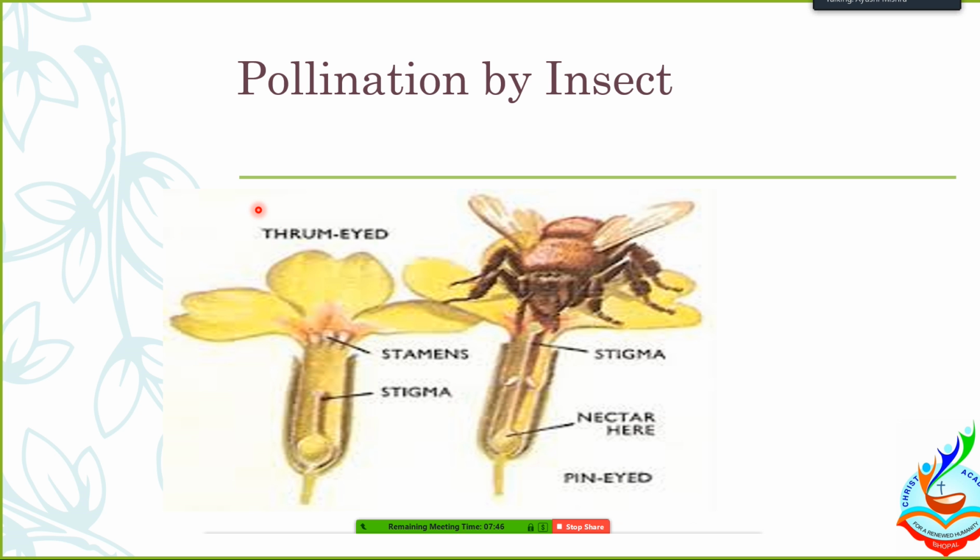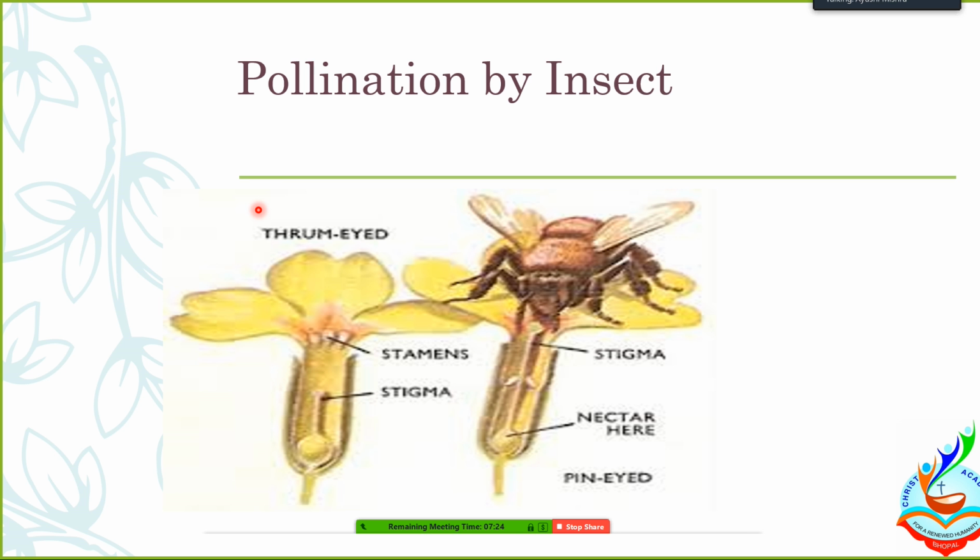Now, the pollination by insects. Transfer of pollen grains by insects is called insect pollination. Flowers are pollinated by insects like honeybee, wasp, butterflies. These insects suck the nectar of the flower.